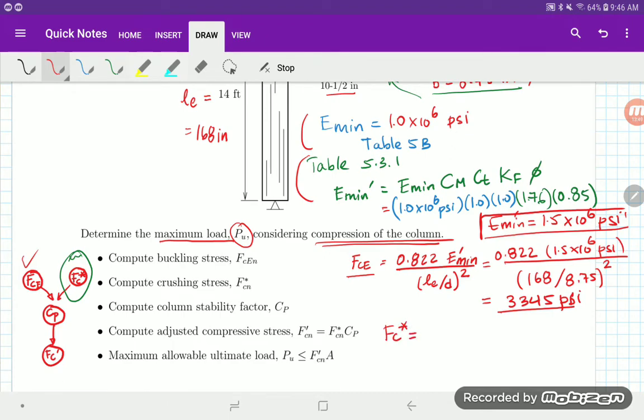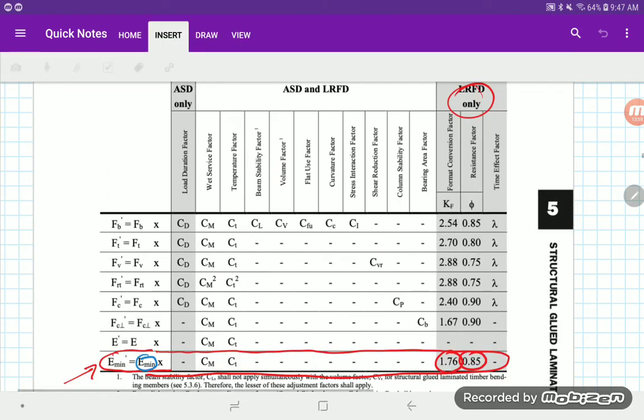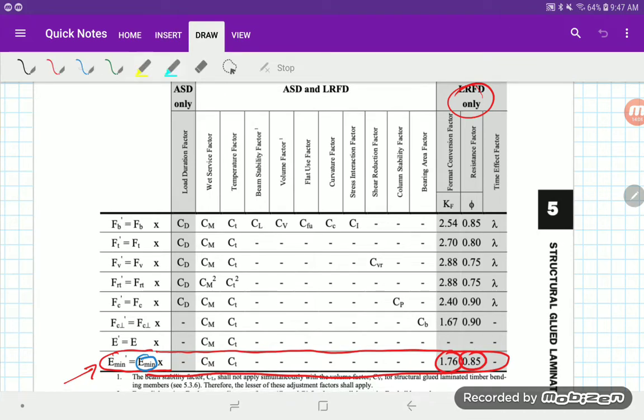For that one, FC star is everything except CP, but we can still go back to table 5.3.1 in the NDS supplement. Now we're focusing on F sub C. So for F sub C, here we go. I have CD, CM, C sub t, and all of those have to be multiplied by the reference value in compression. The product of these gives me FC star.